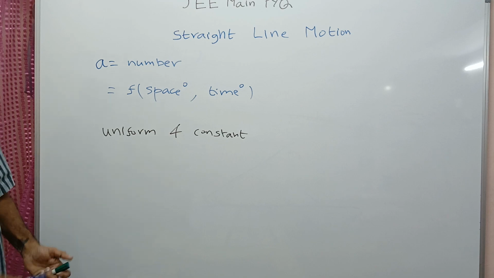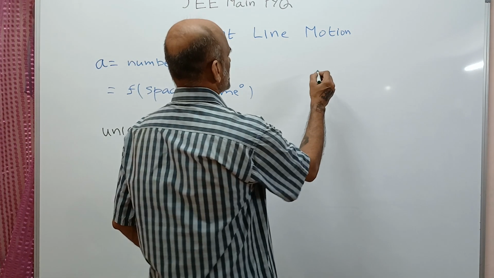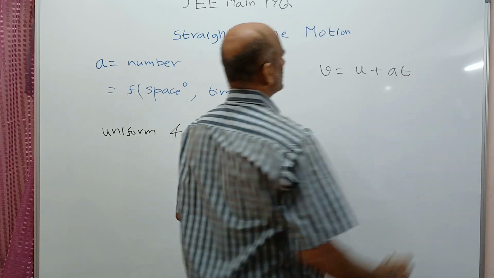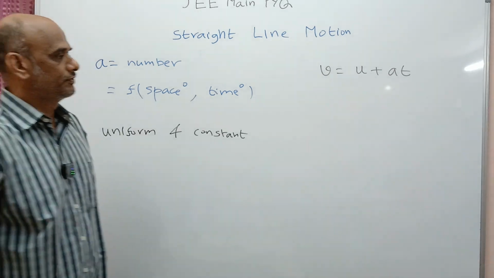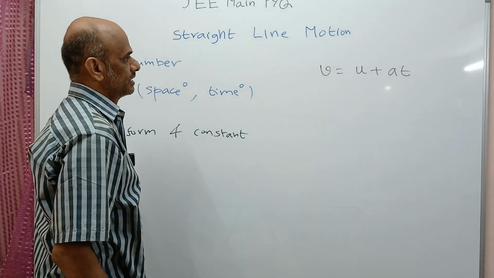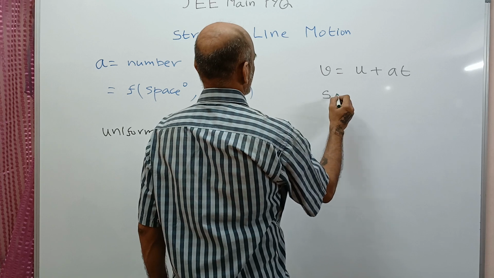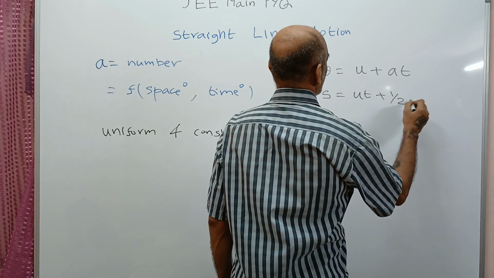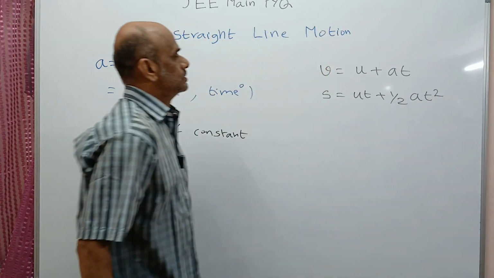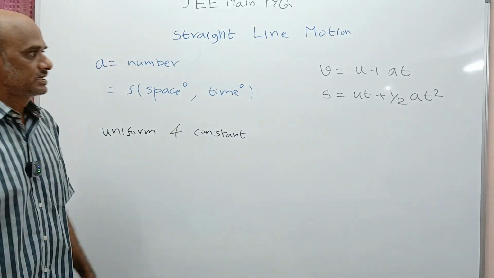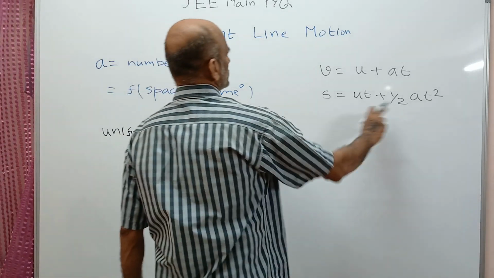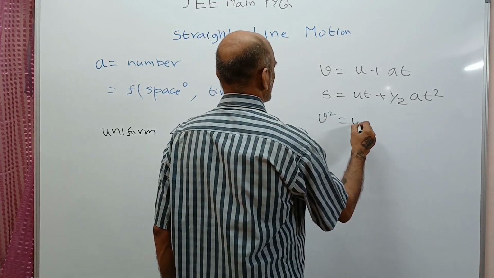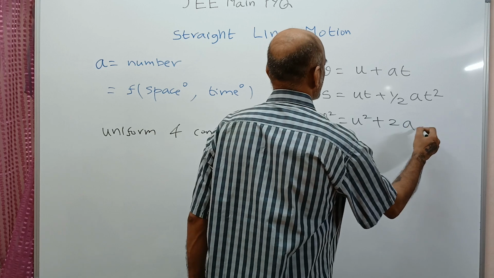So for this simple motion, the equations of motion are v equal to u plus at, where u is the initial velocity at time t equal to 0. If you put t equal to 0, then the velocity is u. And the displacement of this body is s equal to ut plus half a t square. So the origin of this displacement axis is the initial position, because if you put t equal to 0, displacement is 0. And the third equation of motion is v square equal to u square plus 2as.